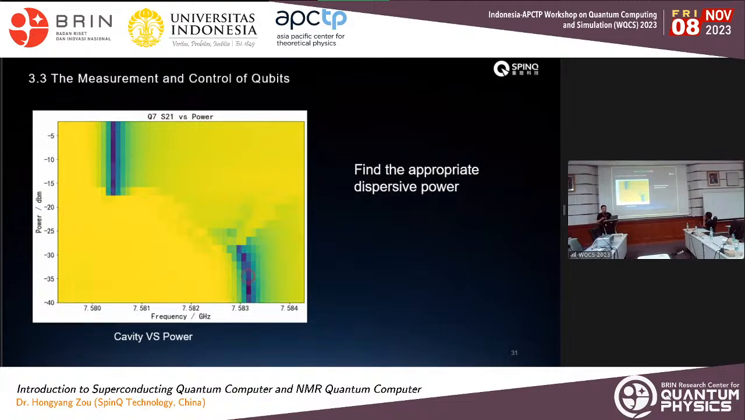It will change when the qubit changes from 0 to 1, while this bare cavity will not. So the dispersive cavity is what we want. From here, we know this dispersive power that we are going to use for all the following experiments.